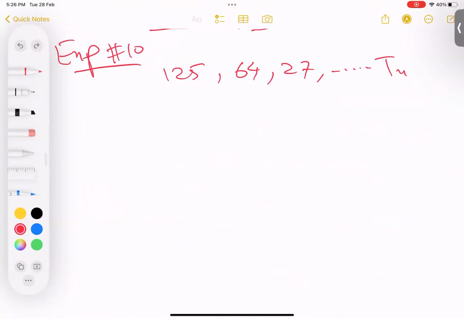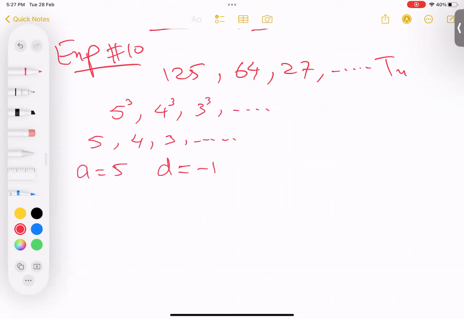First of all, this is 5 cube, 125. 64 is 4 cube, 27 is 3 cube, and so on. Remove all the cubes: 5, 4, 3. Take the bases, and A is 5, and the common difference is what? All of you know 4 minus 5 is minus 1. Don't say 1, this is a common mistake.